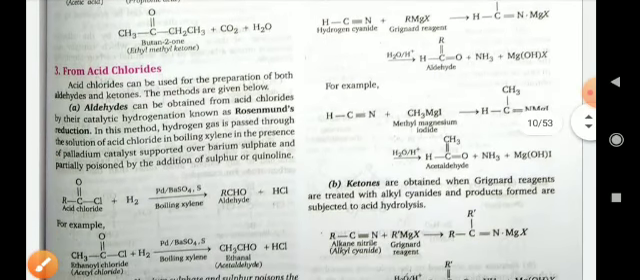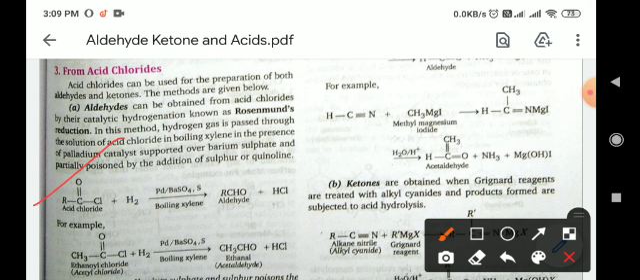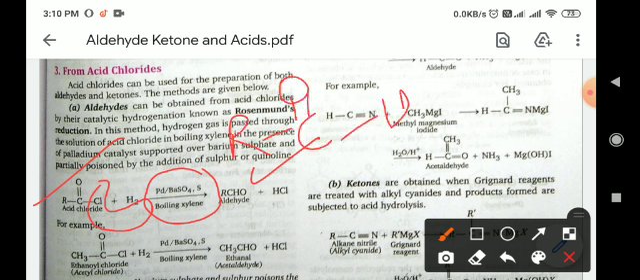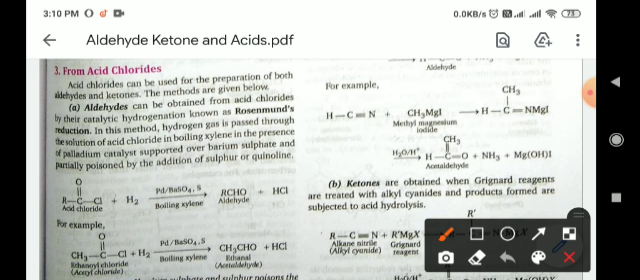Now from acid chloride. So acid chloride reacts with H2 in the presence of palladium on barium sulfate in boiling xylene, then it gives an aldehyde. Basically 1 H and 1 Cl will be released from here, and H will go and attach to this, meaning it will form RCHO. So here you can see that hydrogen in the presence of palladium and barium sulfate gives an aldehyde, and this reaction is commonly known as the Rosenmund reaction. It is a very important reaction.